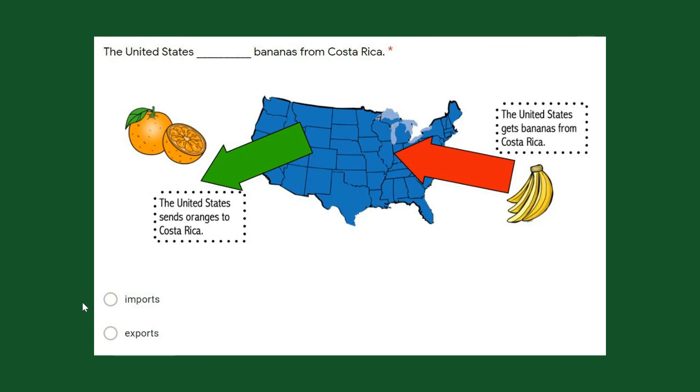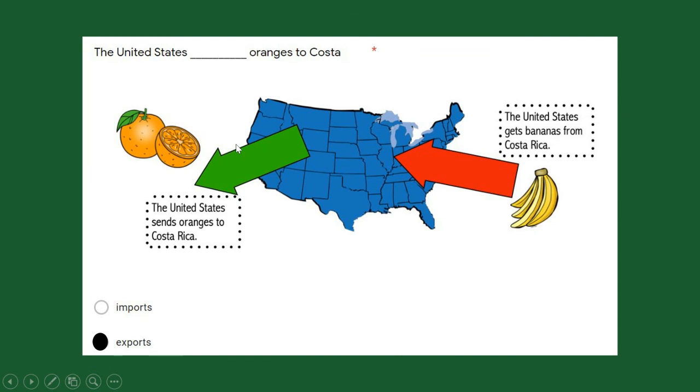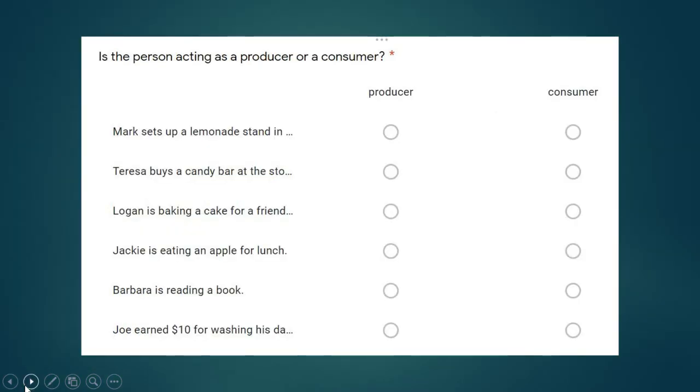All right, let's talk about import and export. Remember, M means comes in, X means to exit. So if the United States is doing something with bananas, do we make bananas and send them out, or do we bring bananas in? We import bananas. We bring them into the United States. At the same time, what do we do with our oranges to Costa Rica? Well, we export our oranges to Costa Rica. We send them out.